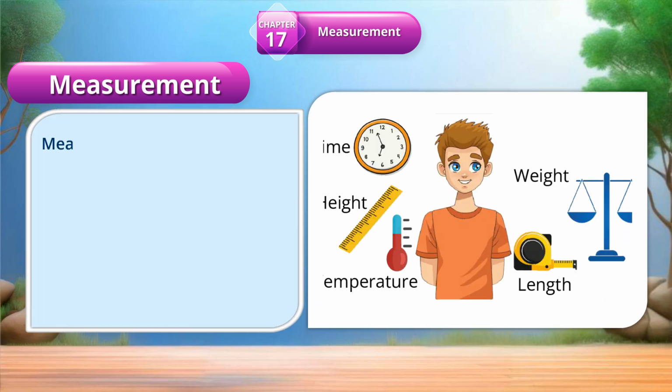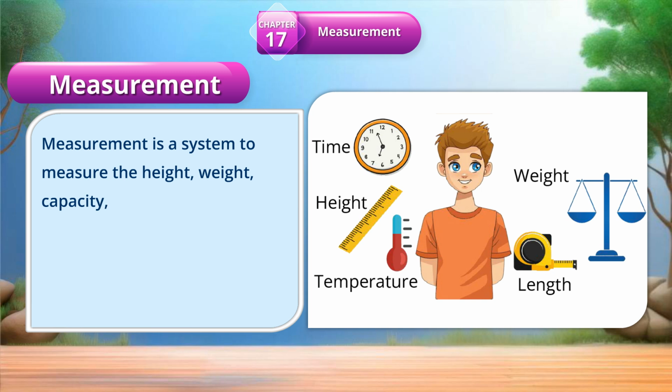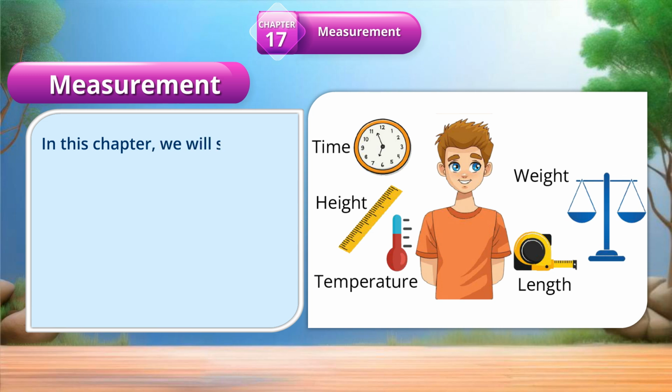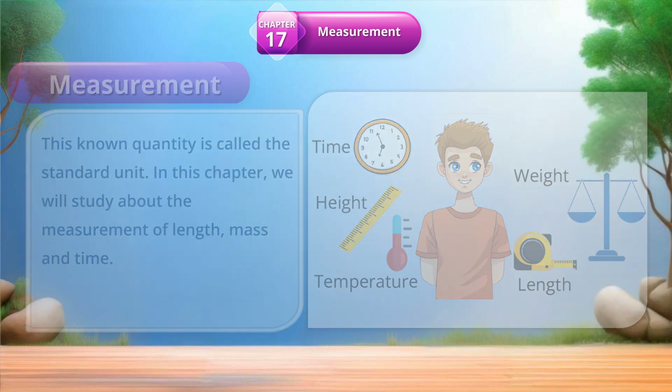Measurement. Measurement is a system to measure the height, weight, capacity, etc. It is done by comparing an unknown quantity with a known quantity. This known quantity is called the standard unit. In this chapter, we will study the measurement of length, mass, and time.